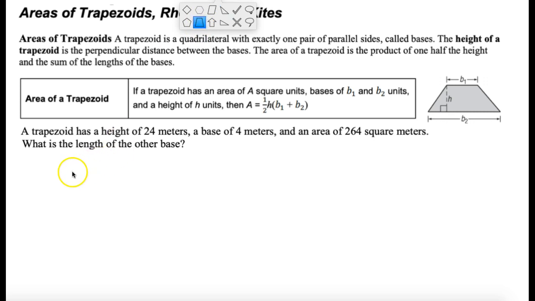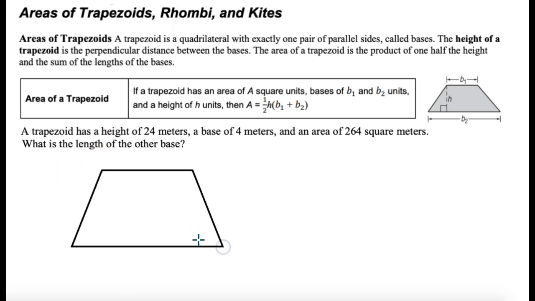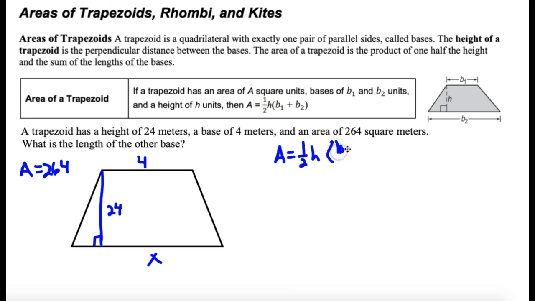Let's see, here's a trapezoid. So we know that one of the bases is 4. We know that the height is 24. We want to solve for the other base if we know that the area is 264. Okay, so let's plug in the information that we know into my area formula. So area is 1/2 times the height times base 1 plus base 2.